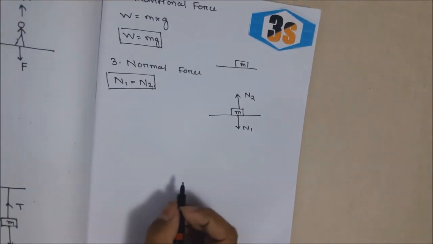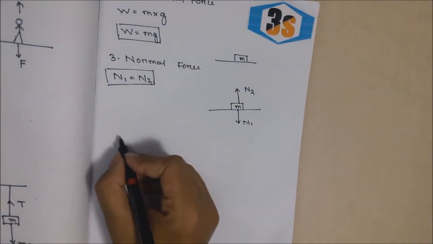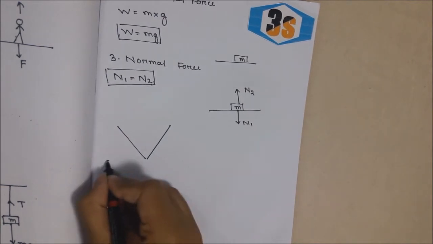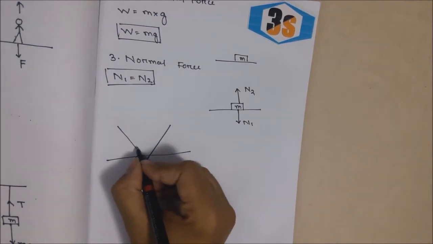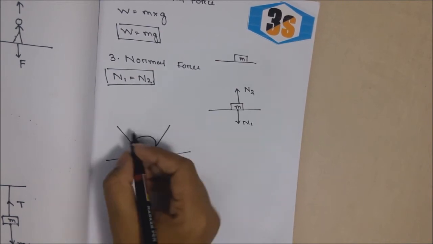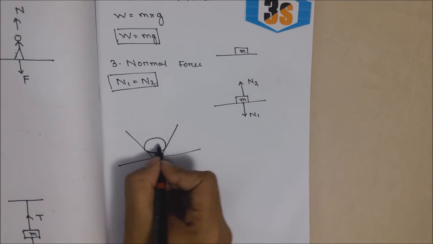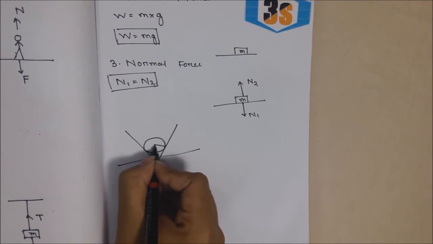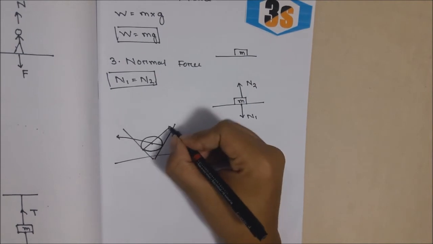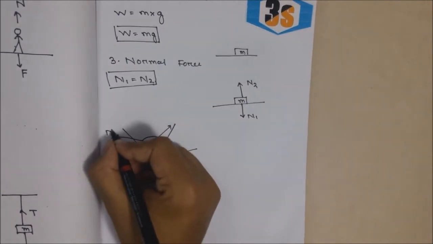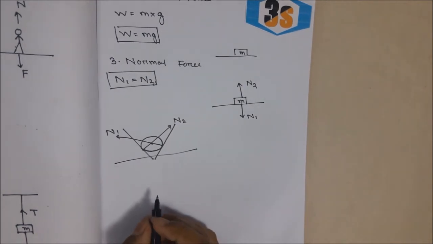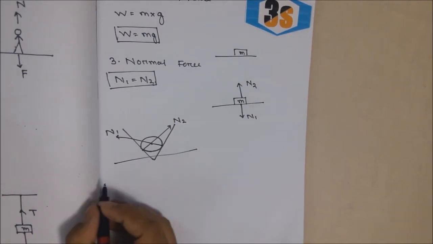Now let me give you another example. This is an inclined surface. There is a ball here. So the ball will be exerting normal forces from this side and this side. These are the normal forces exerted by the ball and given by the walls.